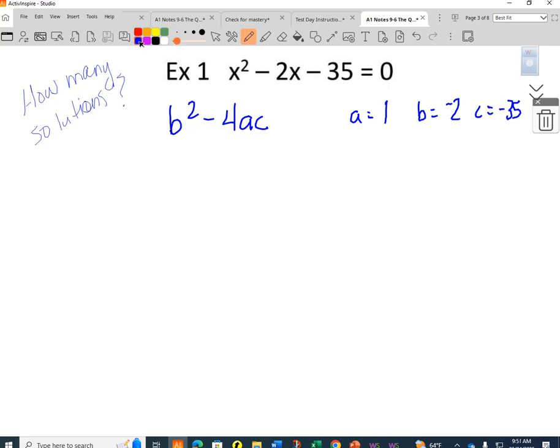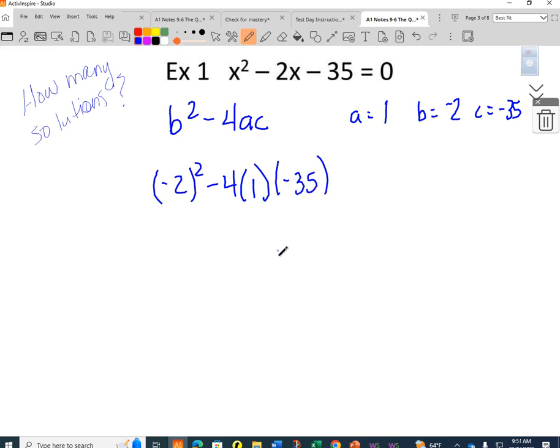So now we plug into the formula for the discriminant. So b is negative 2. So it's negative 2 squared minus always a 4 times whatever our a is times whatever our c is.